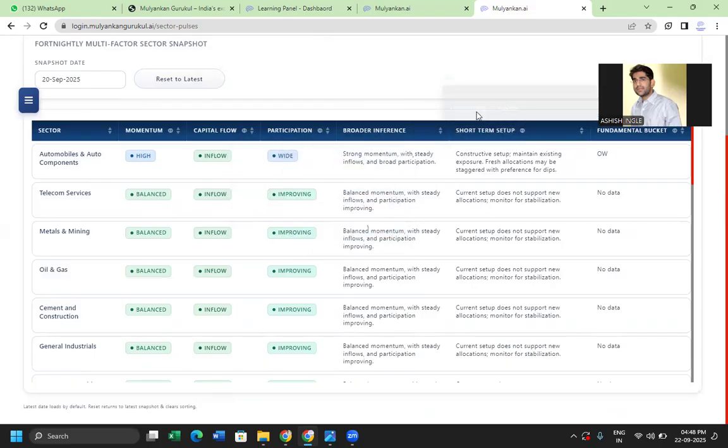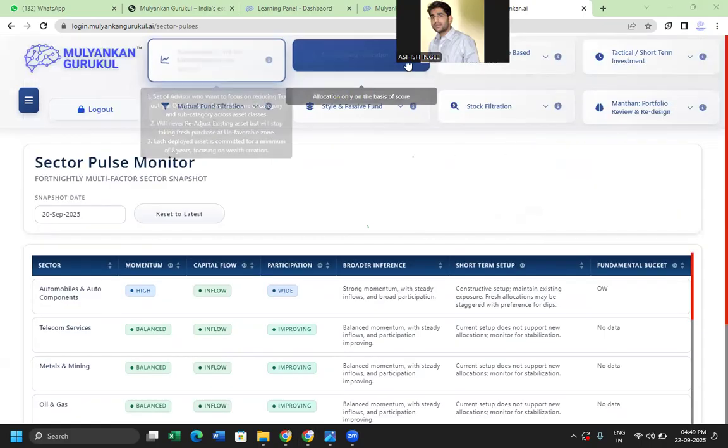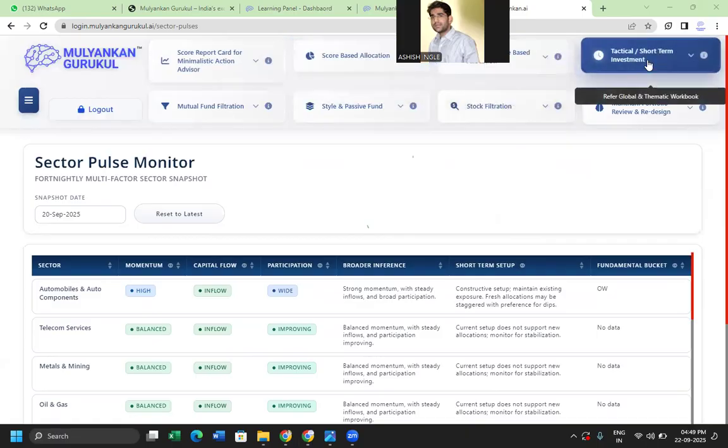So short-term setup means what? This call has to be for 15 days to 3 months. What does the fundamental bucket tell you? This call is for 3 months to 15 months. So there is a core portfolio, there is a tactical portfolio. Tactical portfolio, you have to enter and you have to exit also.